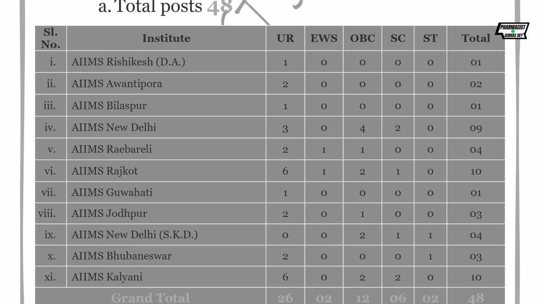So total posts were 48. Total UR posts were 26. For EWS it was 2 posts only. OBC 12 posts, SC 6, and for ST 2 posts only.